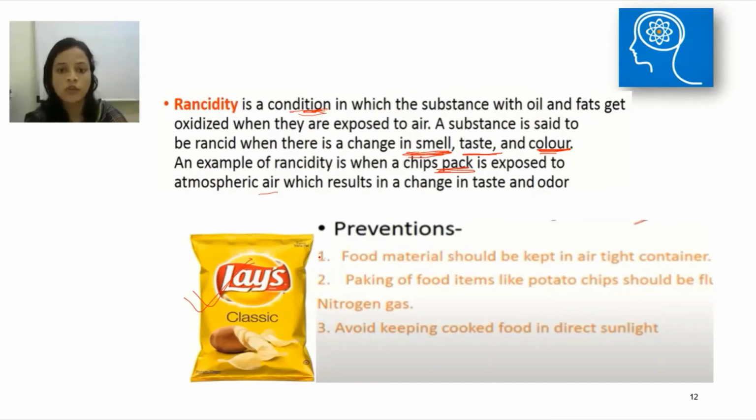means to prevent rancidity. First of all, the food material should be kept in an airtight container. Secondly, the packing of food items like potato chips should be tight, with nitrogen gas. And third, we have to avoid keeping cooked food in direct sunlight. These are the three methods of prevention of rancidity.